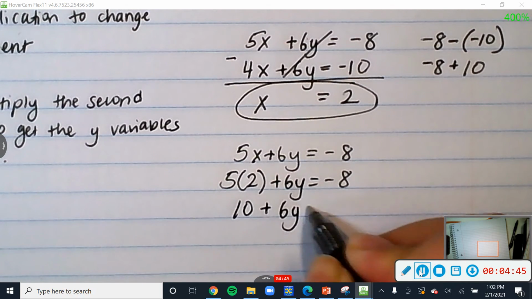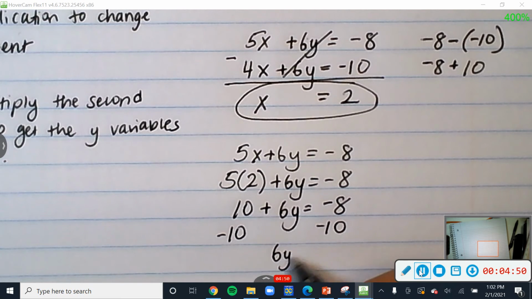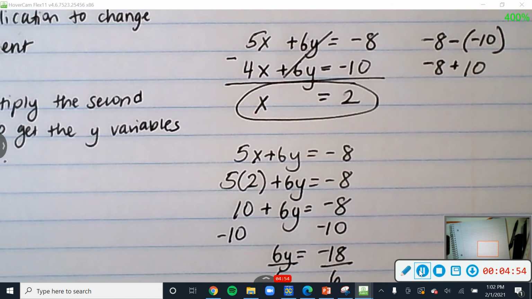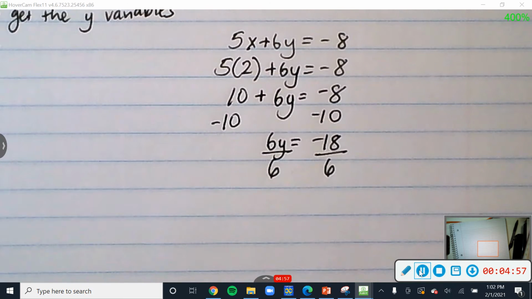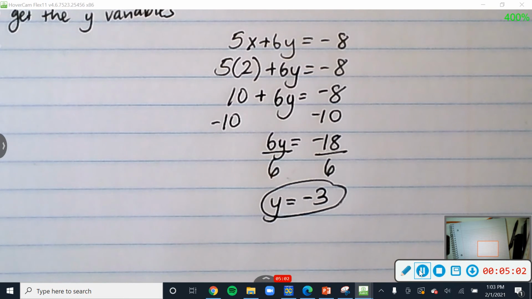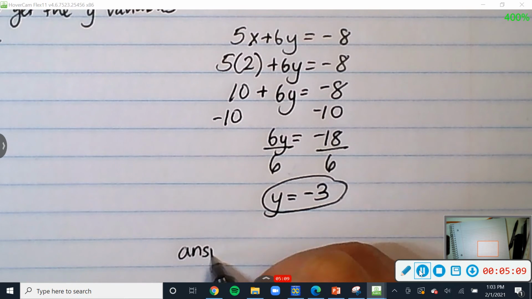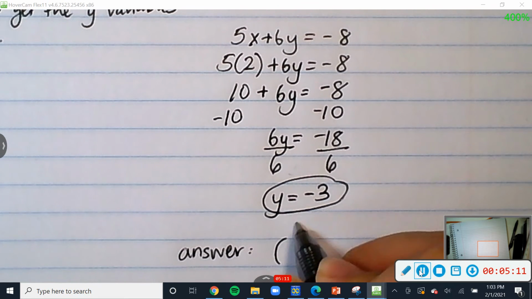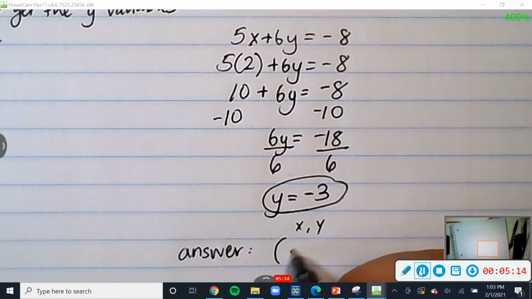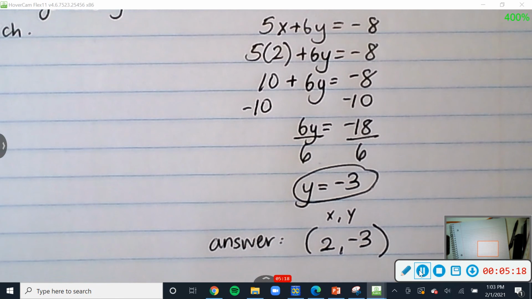So first thing that I did was multiply. Next, I can subtract 10 on both sides, leaving me with 6y equals negative 18. Divide by 6 on both sides, leaving me with y equals negative 3. Again, when you are totally done with solving for both your x variable and the y variable, make sure to write your solution as x comma y, or 2 comma negative 3. And this will be our final answer.